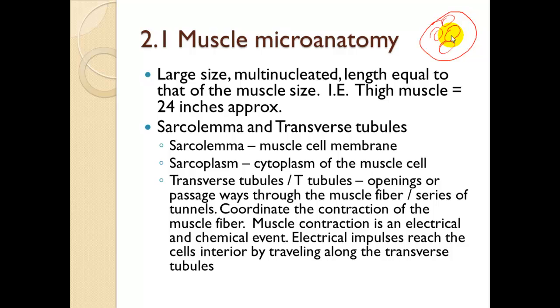Sarcolemma and transverse tubules. The sarcolemma is the muscle cell membrane, and we're going to see a repetition of this. Whenever we see the word lemma, it pretty much is the membrane of whatever. Sarcolemma. Sarcoplasmic reticulum, an example of this whenever we get inside of the organelles. So sarco means muscle, and lemma would mean cell membrane. Sarcoplasm, cytoplasm of the muscle cells.